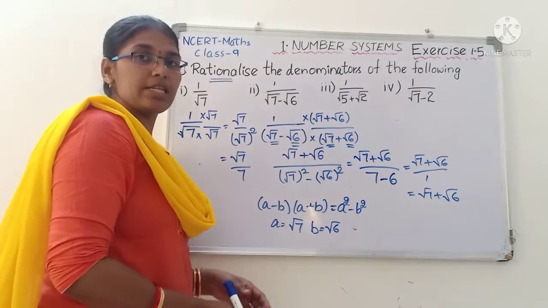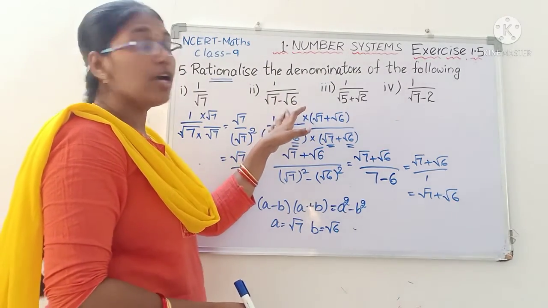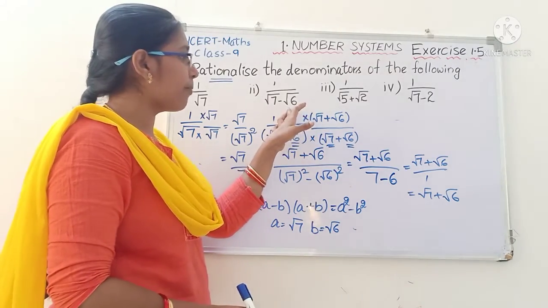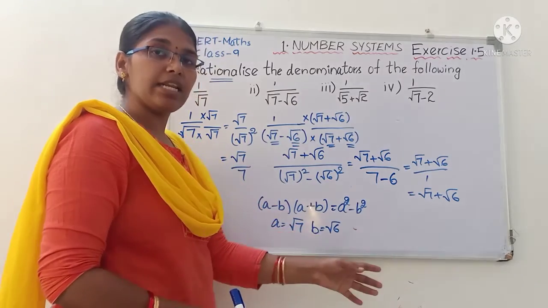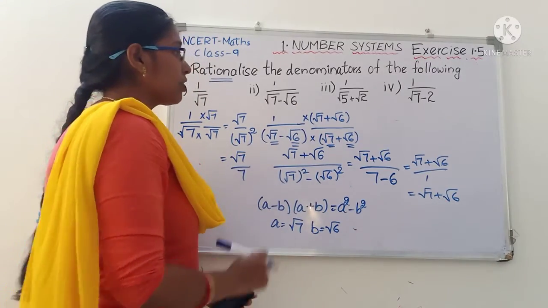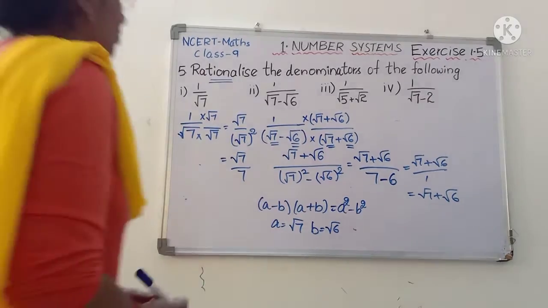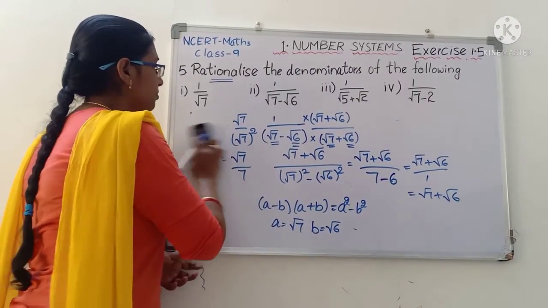Are you able to rationalize the denominator children? Here the denominator is root 7 minus root 6. It is an irrational number. It got converted now. We got the denominator as 1. It is a rational number. So you are able to rationalize the denominator now. Let's solve the third problem children.